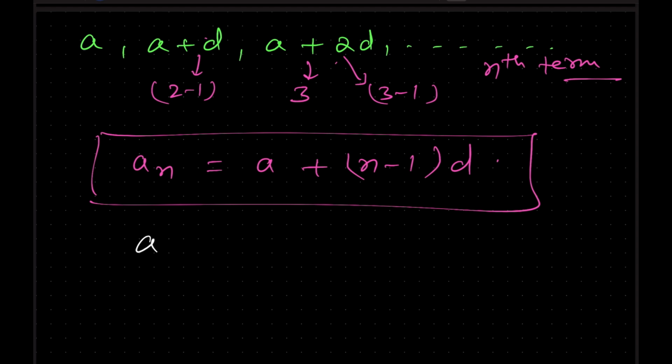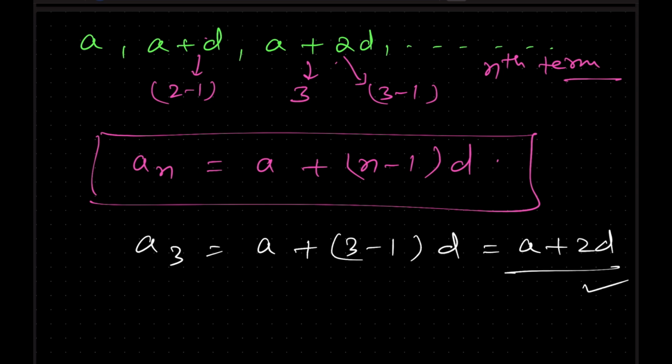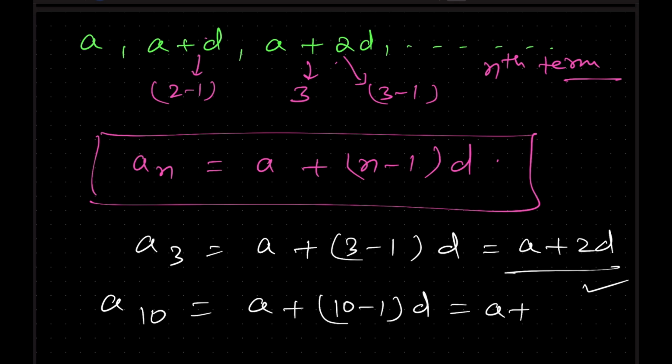Suppose 3: A plus 3 minus 1 times D, that is A plus 2D. If you have to go for the 10th term, then A plus 10 minus 1 times D, which will be A plus 9D.